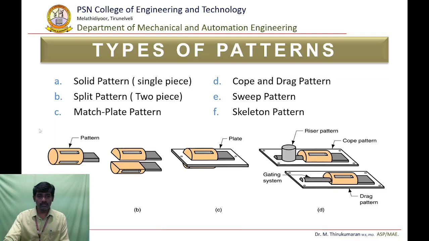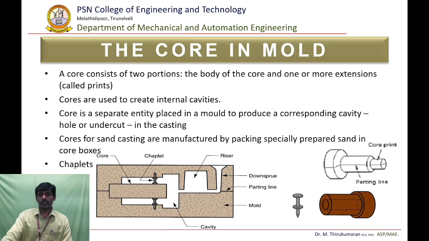So these solid and split patterns are simple geometries we can generate, but with the cope and drag box we are able to generate some complicated shapes also. Next are sweep patterns and skeleton patterns, which can also produce a number of patterns through the single passage of molten material.